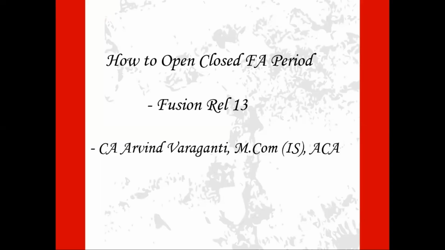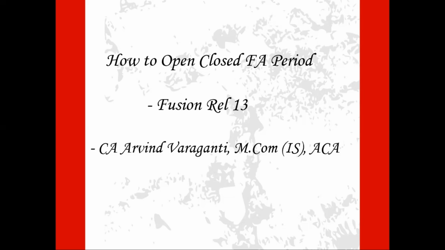The scenario was something like this: we were in the last week of July, and the user closed the July FA period for a specific corporate book. As you know, once you close the period, the system will automatically open the next period, and August was opened. After that, the user realized there are certain transactions which should have been entered for the month of July.